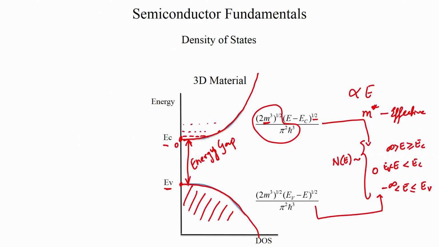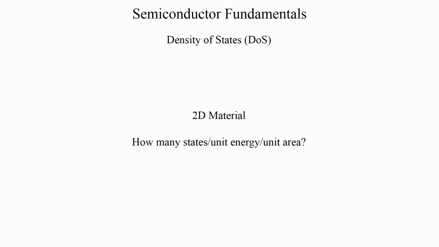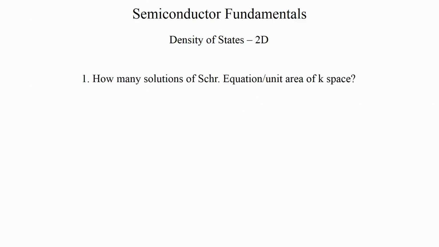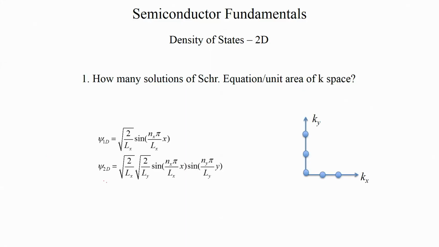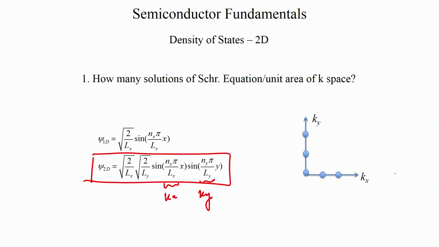Now what about a 2D material? We ask ourselves the same questions, but the only thing is we need to ask how many states per unit energy per unit area in the material, because we are now looking at a 2D material. We just go through the same process again, and let us see what it gives us. So first question is how many solutions of Schrodinger's equation are there per unit area in K space. Now your wave function is just in a 2-dimensional box. So therefore there are only Kx and Ky to worry about in the K space.